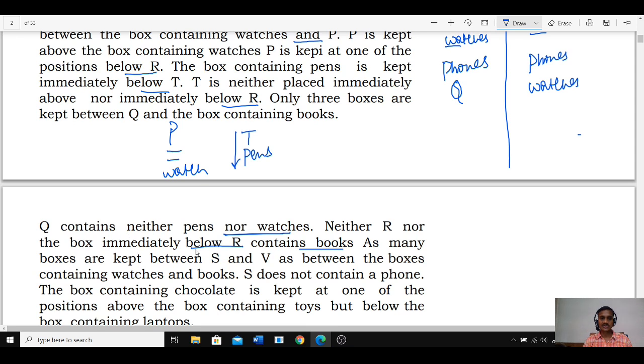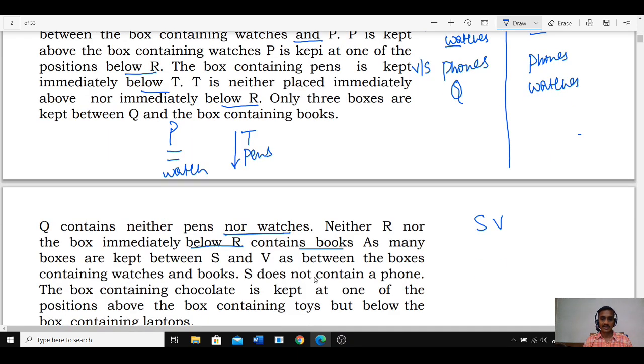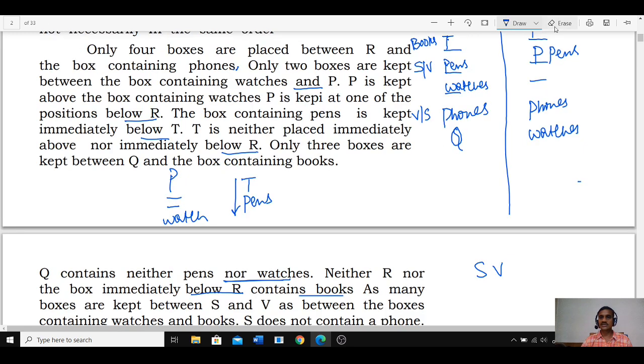As many boxes are kept between S and V as between watches and books. S కి V కి మధ్యలో ఎన్ని అయితే ఉన్నాయో as between watches and books. ఇక్కడ వాచెస్ కి బుక్స్ కి మధ్యలో ఎన్ని ఉన్నాయి? ఒకటే ఉంది. మనకి ఎస్కి వీకి మధ్యలో ఒకటే ఉండాలి. మనకి ఇక్కడ ఎస్ ఉంటే ఇక్కడ వి, ఇక్కడ ఎస్ ఉంటే ఇక్కడ వి. Only 1 box between S and V. And S does not contain a phone.